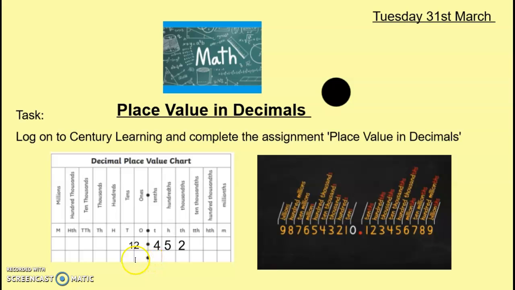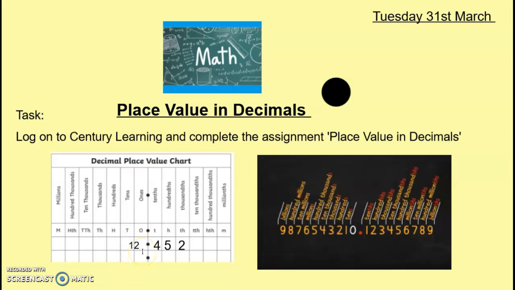Any numbers to the left of the decimal point are whole numbers, and we are really secure at recognising the value of each digit in a whole number. This number here is 12, okay, and it is made up of 1 ten and 2 ones.